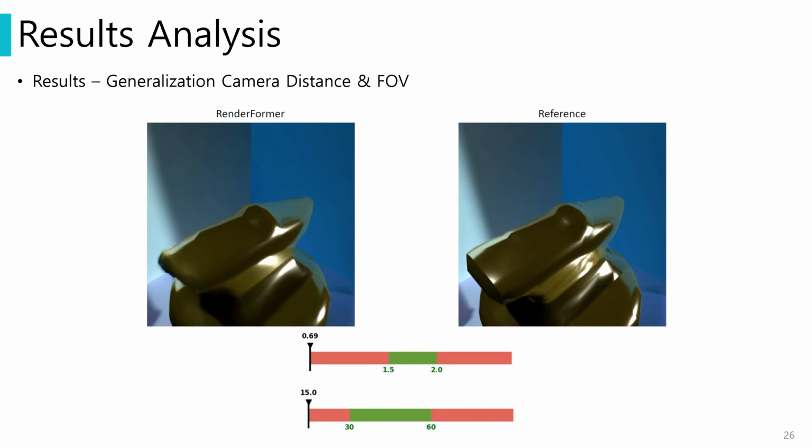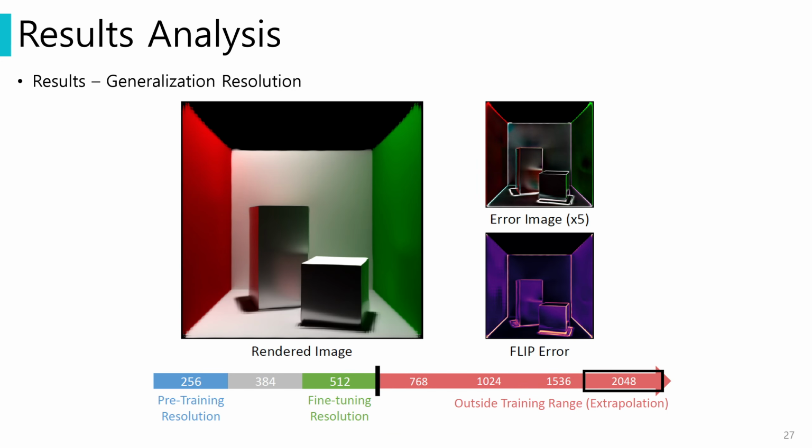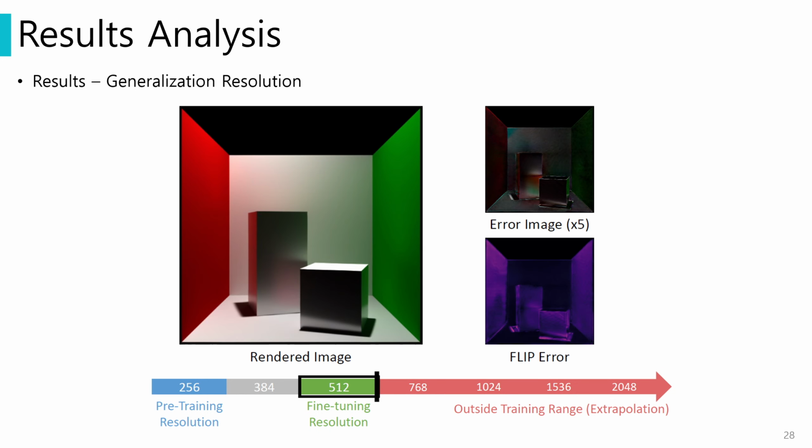RenderFormer also shows robust generalization for camera parameters. It produces stable and accurate results even when the camera's field of view and distance are pushed far outside the training range. Finally, let's look at resolution. When we render at resolutions higher than the training data, some minor errors appear, mostly around depth discontinuities. However, the overall result remains coherent and visually plausible, again demonstrating the model's ability to fail gracefully.